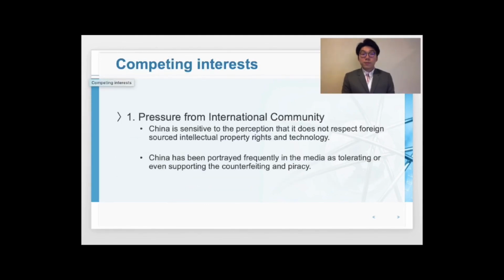Other than this, it is indeed a tough question for China to make its choice, since there are several competing interests. Because the debate over whether to permit parallel imports of trademark goods in China implicates important and sensitive political, economic, and legal issues. First, pressure from the international community. China is sensitive to the perception that it does not respect foreign intellectual property and technology. Also, China has been portrayed frequently in the media as tolerating or even supporting counterfeiting or piracy. To counter this perception, China may feel pressured to adopt an exhaustion regime that is comparable to the major trading powers with which China now compares itself.